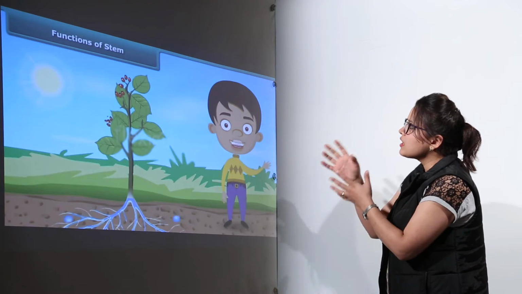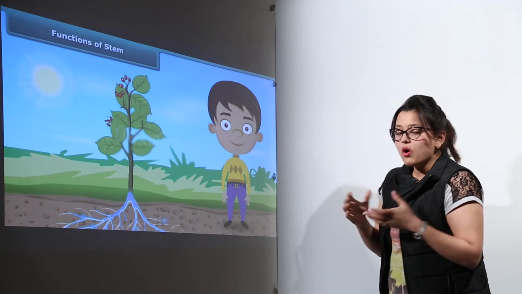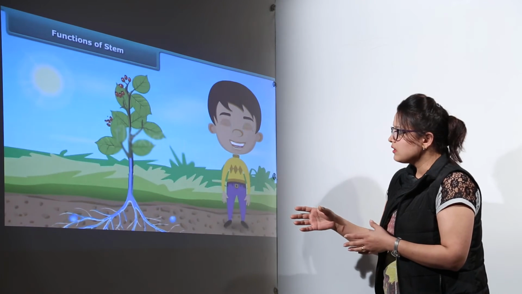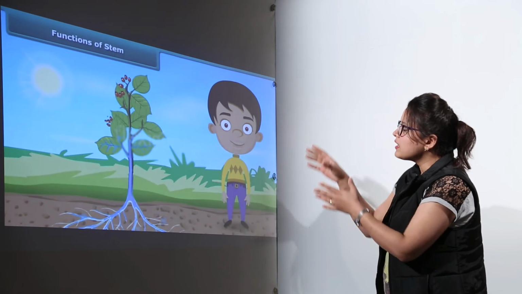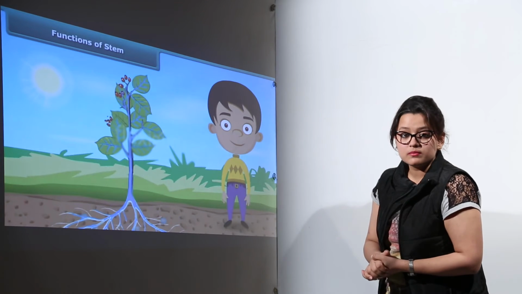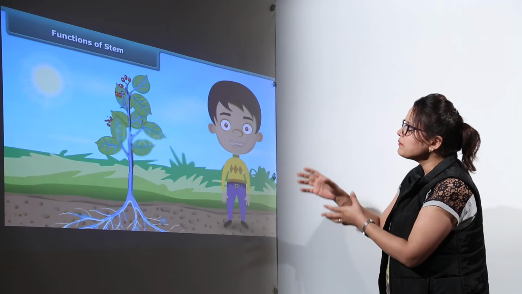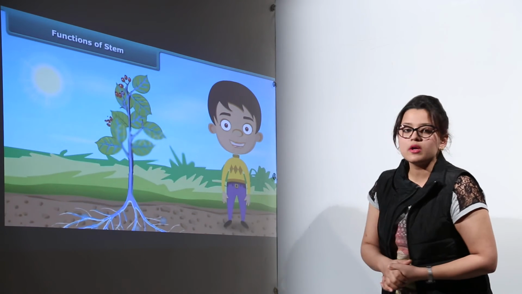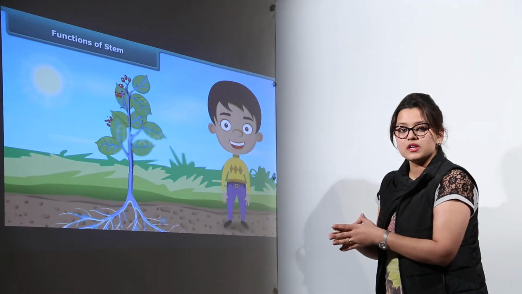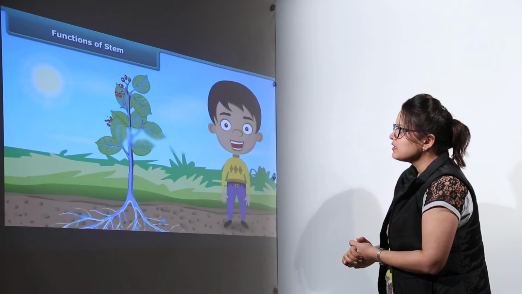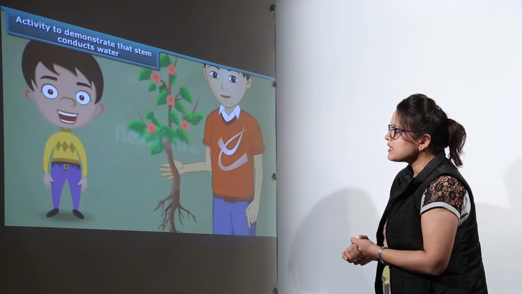Next you have the function of stem. Now we all know that roots are the ones that absorb water from the soil. How do all parts of the plants get this water? Yes, that is done by the stem. The stem conducts the water from the soil that is absorbed by the roots and transfers it to the various parts of the plant, as you can see. So this is a very important function of stem.